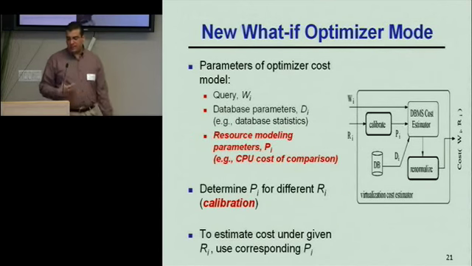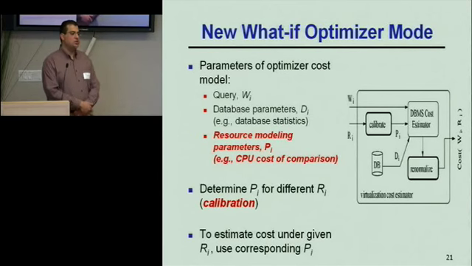So if you look at the parameters that an optimizer uses to estimate cost, you'll see that it needs to know the query, and we know the query, we know the workload for the database system. It needs some parameters about the database system, such as the database statistics. How big is the database? What's the distribution of the data in different columns? And that doesn't change according to resource allocation. But there are some parameters that model resources. Like, for example, what's the CPU cost of a comparison? What's the cost of doing an I/O? And so on. And these change according to different resource allocations.